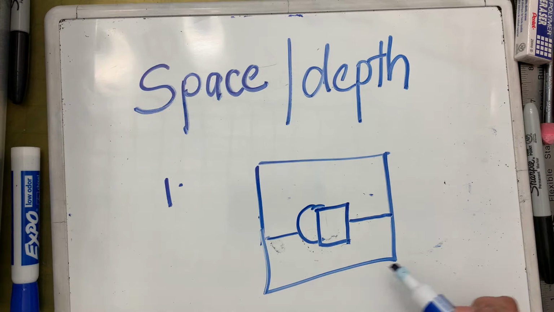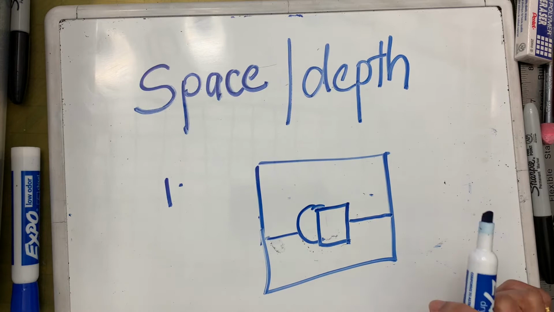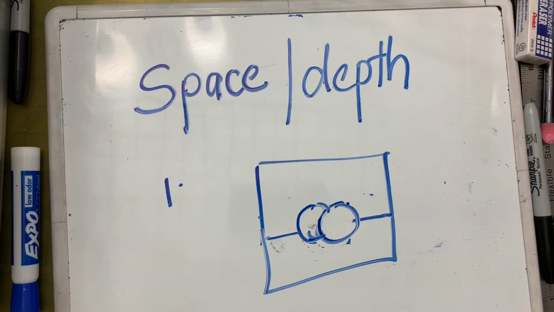Did you say square? Yes, you are right. The square is in the front and the circle looks like it is in the back. So this is one way you can show depth. If it is both circles, you can still do that. Can you see the depth? So that is one way of showing depth in the picture. Other ways you will learn next year.